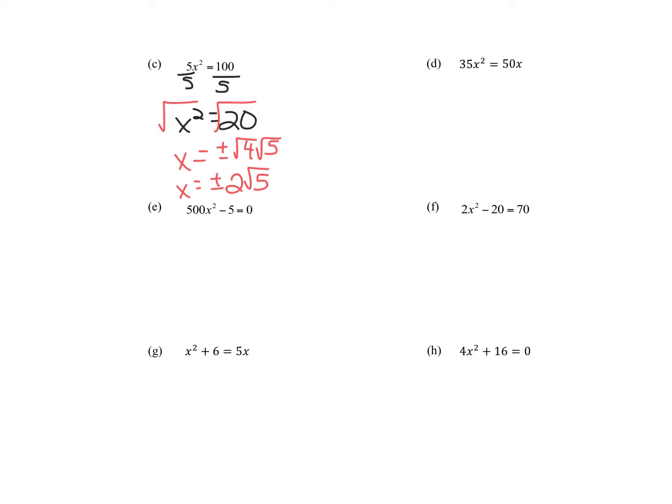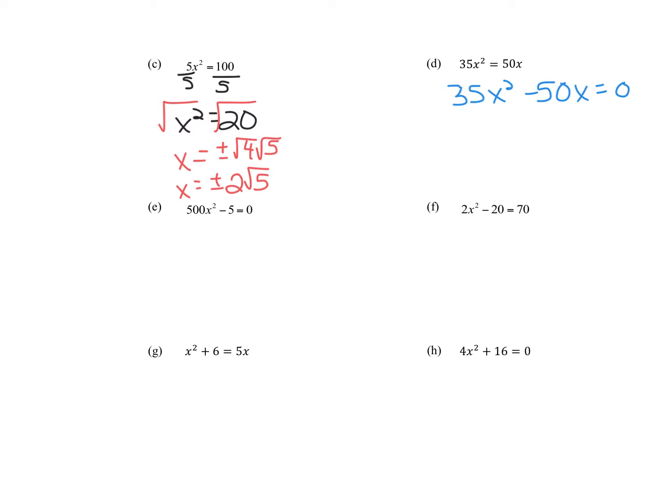Now, the next one is kind of like an imposter because there are just 2 terms. If I solved this for 0, let me just write this out, 35x squared, I'd subtract 50x. That's not incomplete though because the C term, the term without the x, is missing, not the B term.